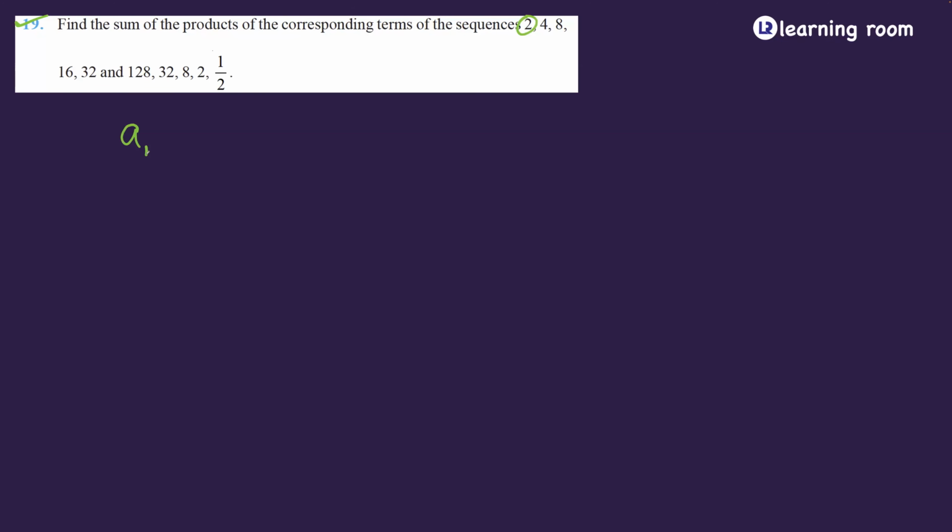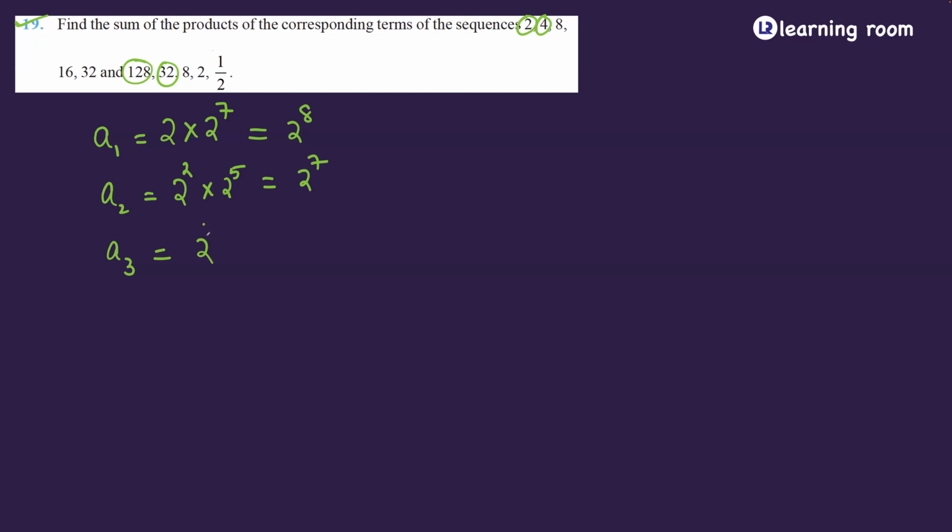Right. So the first term of the first sequence is 2. The first term of the second sequence is 128. 128 is 2 power 7. So this will become the first term of the new sequence. So A1 is equal to 2 power 8. What about A2? A2 will be 2 square into 2 power 5, which is going to be 2 power 7. What about A3? It will be 2 cube into 2 cube, which will be 2 power 6. What about A4? It will be 2 power 4 into 2, which will be 2 power 5.